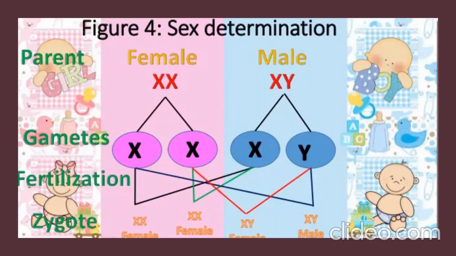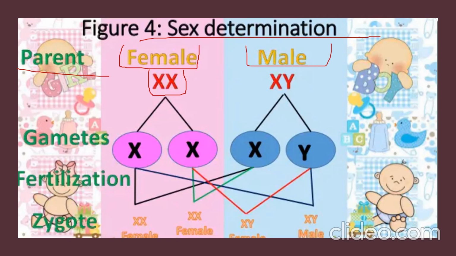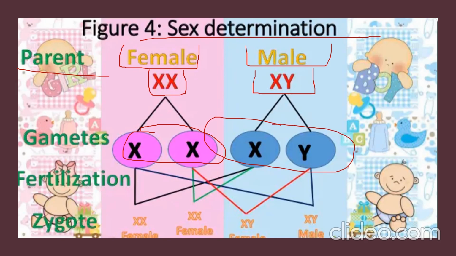So figure 4 displays the sex determination, no? Para magkaroon ng babae or lalaki na baby. So here you have your parent, your mother, XX chromosomes on the 23rd pair. For the father, you have XY on the 23rd pair of chromosomes. And then yung gametes nila, this will be the ova. For the female, that would always contain an X chromosome. And then for the male, yung sperm, it's either an X or a Y.